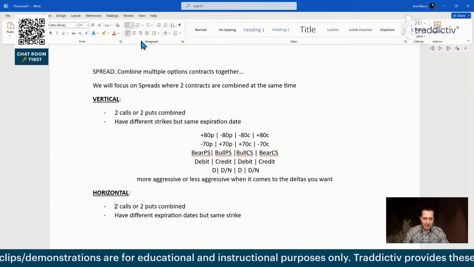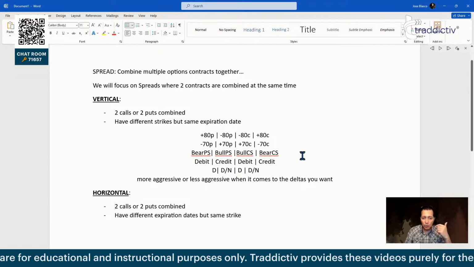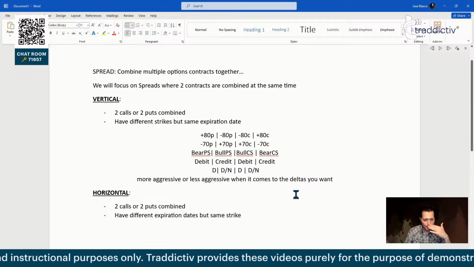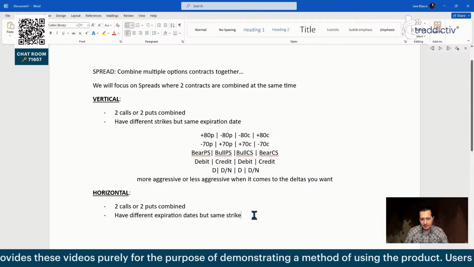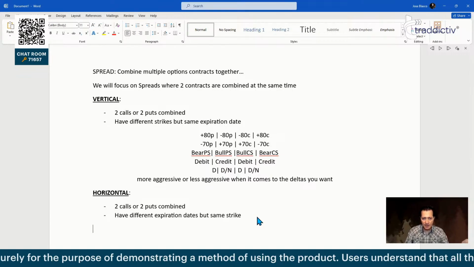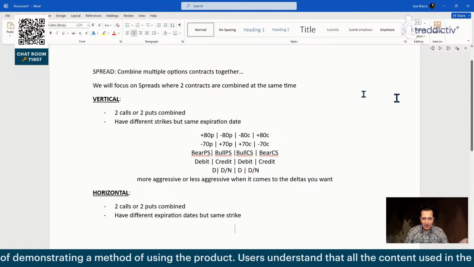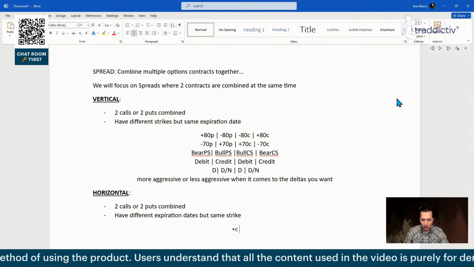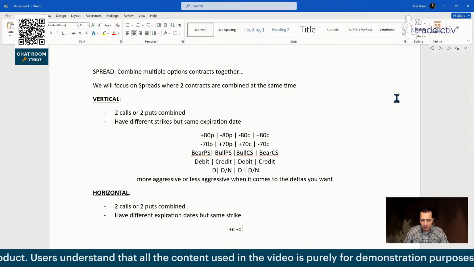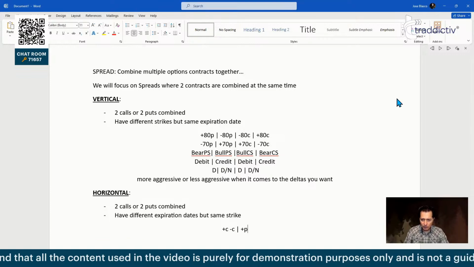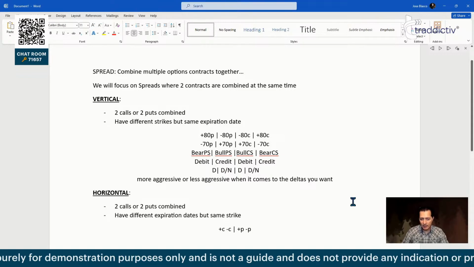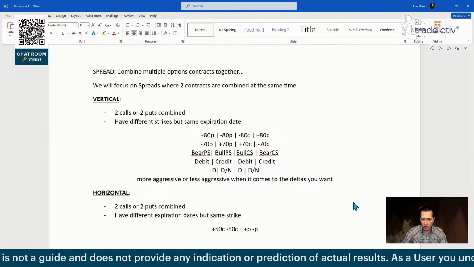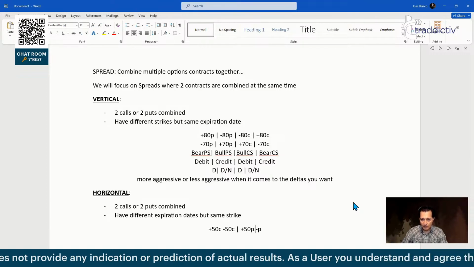So the horizontal spreads are going to be made of using 2 calls and 2 puts combined. But in this case, what we're going to vary is the expiration date. So the way it would look is something like that. You buy a call and you sell a call, or you buy a put and you sell a put, and that is the same strike. So for example, if I pick 50, you buy the 50 call and you sell the 50 call, or you buy the 50 put and you sell the 50 put.